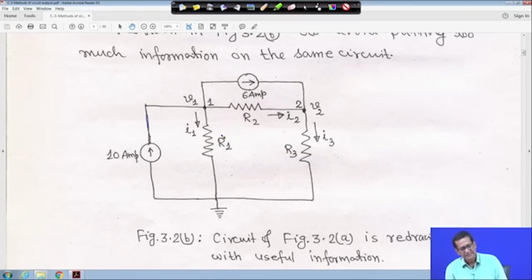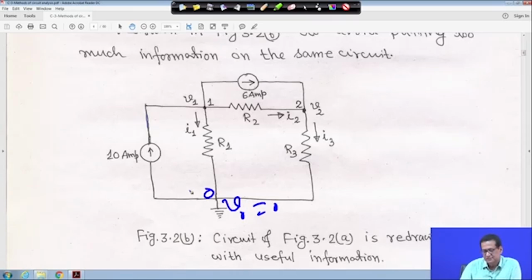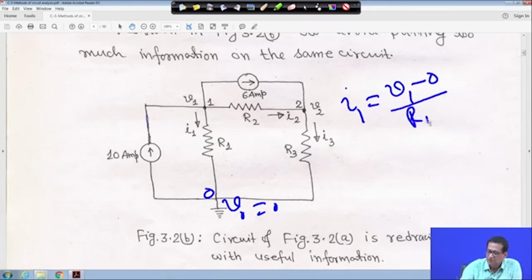Now, the question is what is I1? This voltage V0 is equal to 0. This is your datum node. That means I1 will be equal to V1, it is going in this direction, V1 minus 0 by R1, that is actually V1 upon R1.